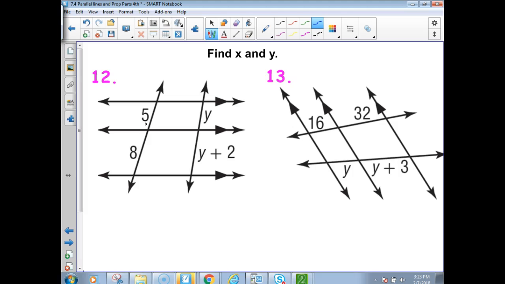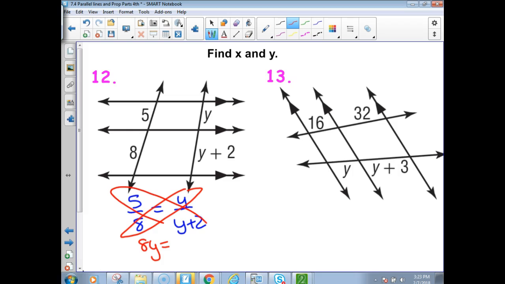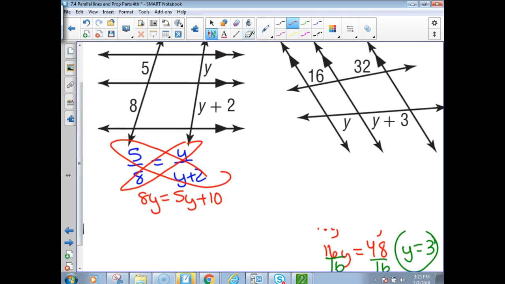All right, find x and y. 5 over 8. Boom, let's just go. 5 over 8 equals y over y plus 2. Those are so easy to set up. Cross multiply. 8y equals 5 times y plus 2 will be 5y plus 10.